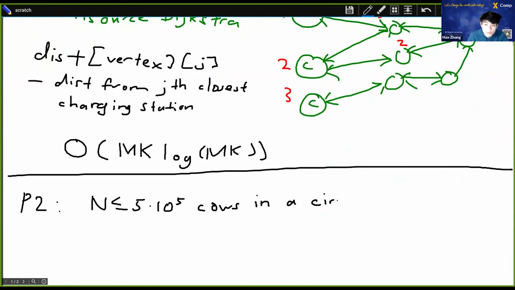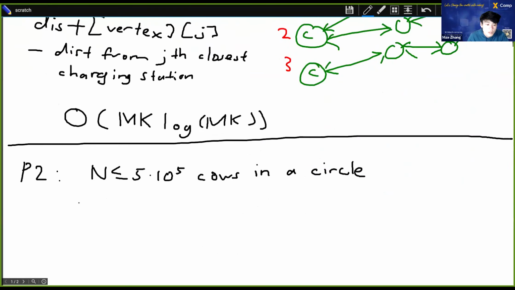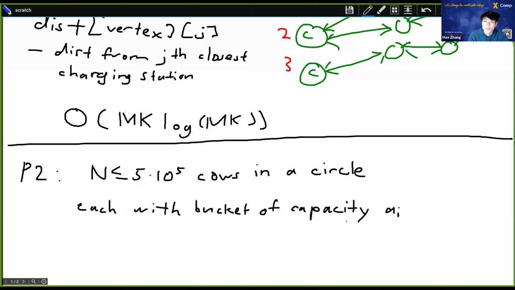in a circle, each with some initial milk, I believe, a_i. They start with a bucket with capacity a_i, like a milk bucket, and are also all initially full.